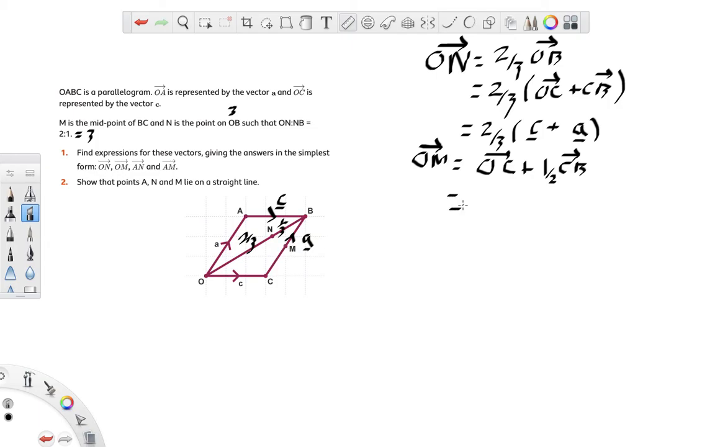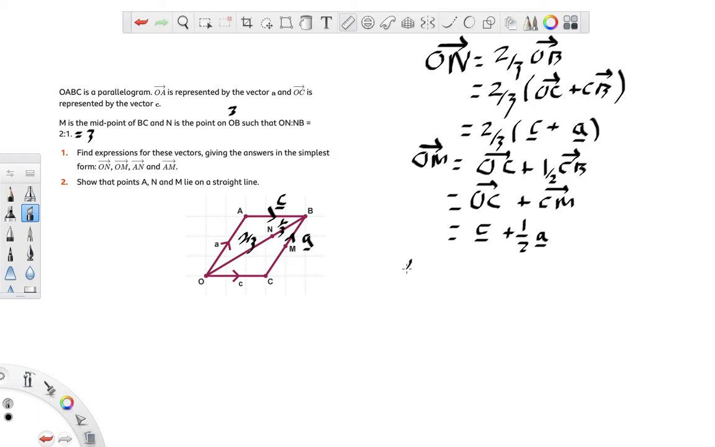So then that will become O to C plus C to M. Well, O to C is the vector C. And then C to M, well, that's 1/2 of A. So it's plus 1/2 of the vector A. So that's O to M sorted.